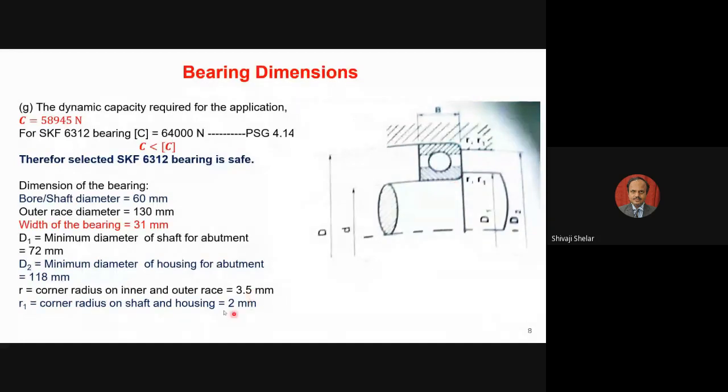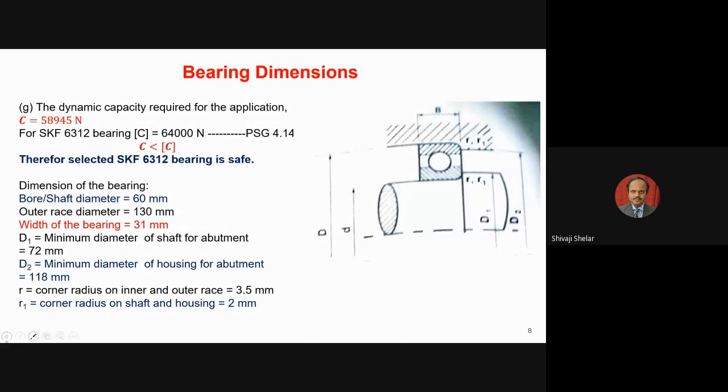You may say they are not matching. It is not a problem if they don't match, because these are the minimum values you have to keep. You can take it to 3, or you can take this value to 2. So this is regarding the bearing dimension. Once you finalize your selection of the bearing, you have to write down this bearing dimension. If required, you can draw this schematic sketch, and then your problem becomes solved.